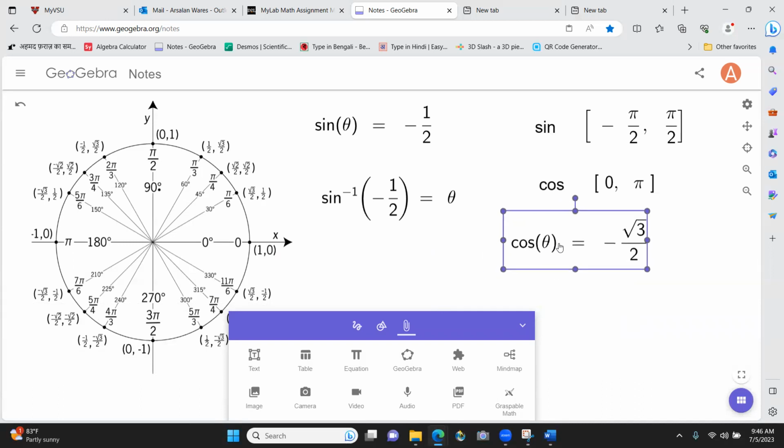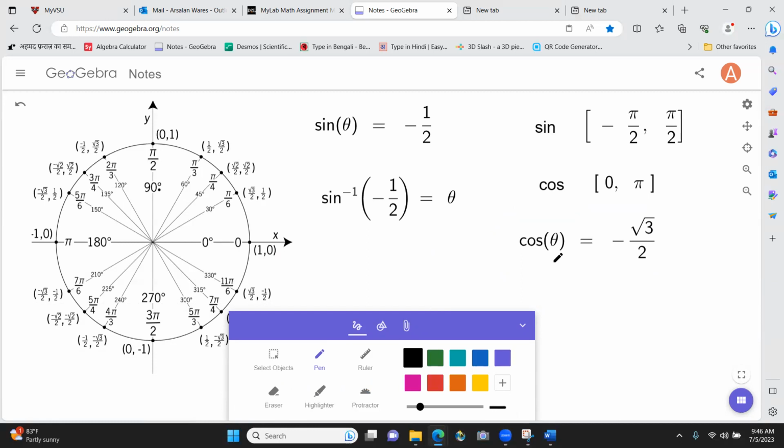Now, clearly, if my theta has to be in the first and the second quadrant, clearly they're talking about this, and the angle is going to be 150. Okay, that's easy. You can call it 150 or you can call it 5 pi over 6, your choice, depending on what they're looking for.